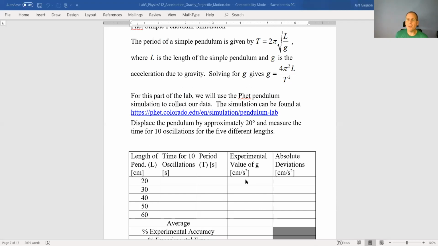Just like before, when you compute g here, round to the nearest whole number. Don't put any decimal places. For the time and the period, that's okay. You could have 2 decimal places, but for g, just make it a whole number. And then I'm asking you to compute basically the same 3 things as before.